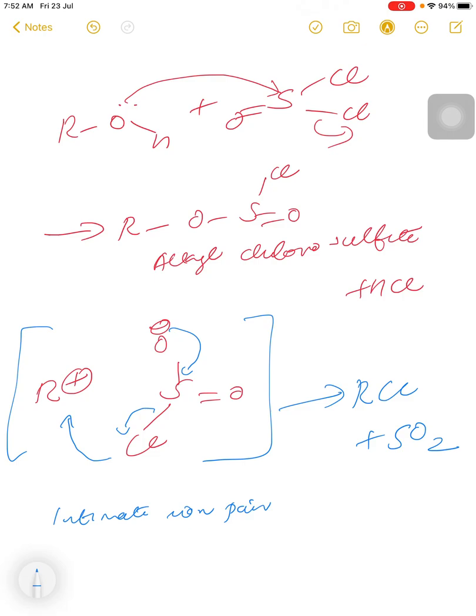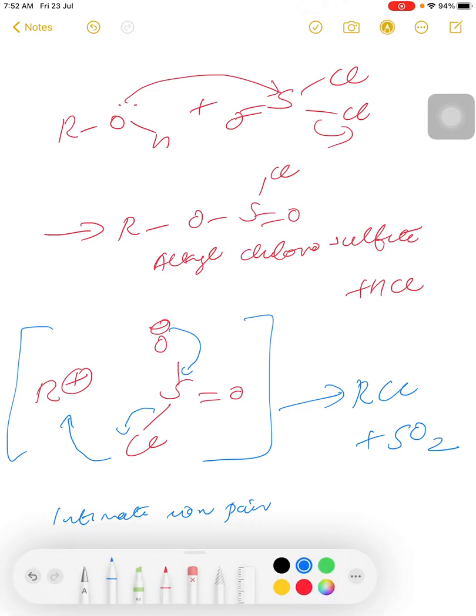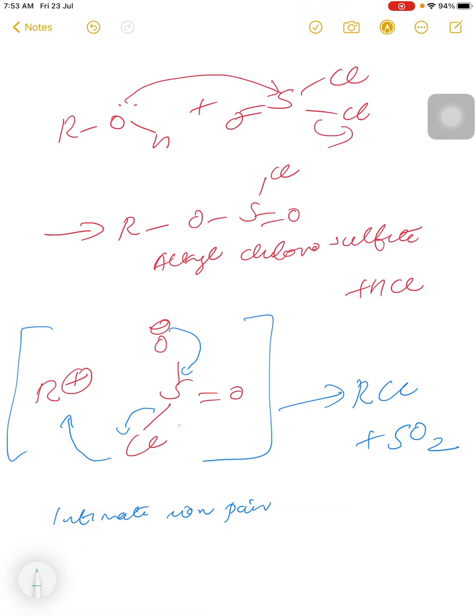Here the substrate for the SNi reaction is alkyl chlorosulfite, and alkyl chlorosulfite exists as an intimate ion pair in which the part of the leaving group attacks the substrate by detaching itself from the rest of the leaving group. Which is the part of the leaving group that is attacking here? Cl minus attacks the substrate by detaching itself from the rest of the leaving group.